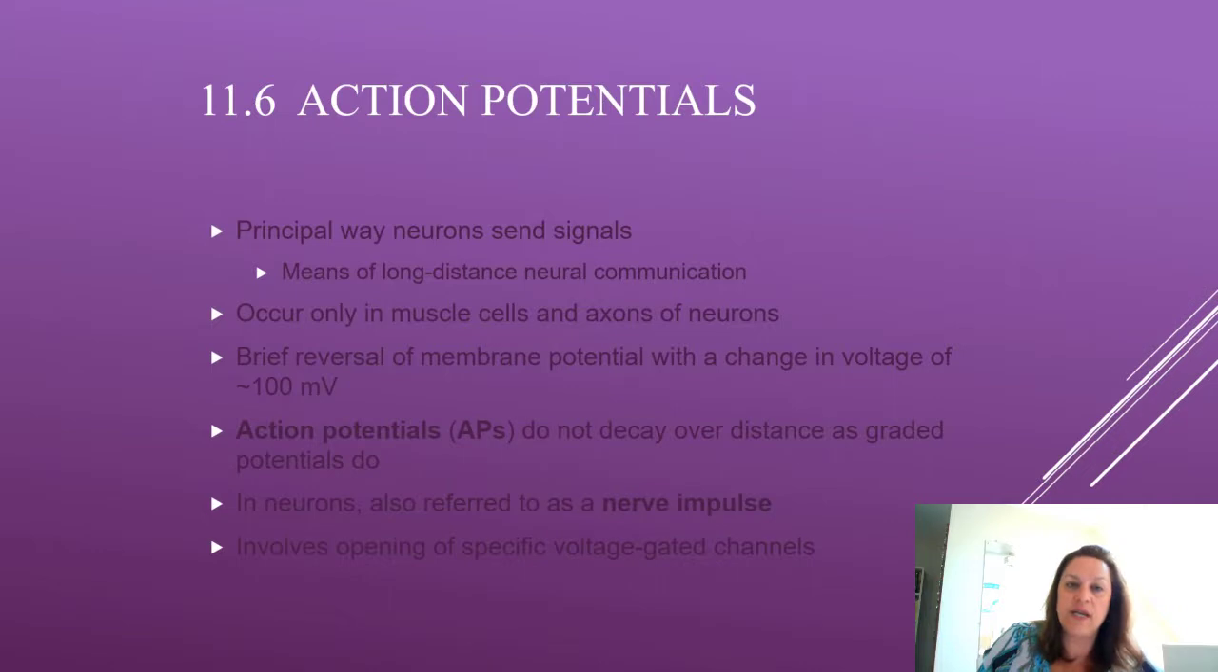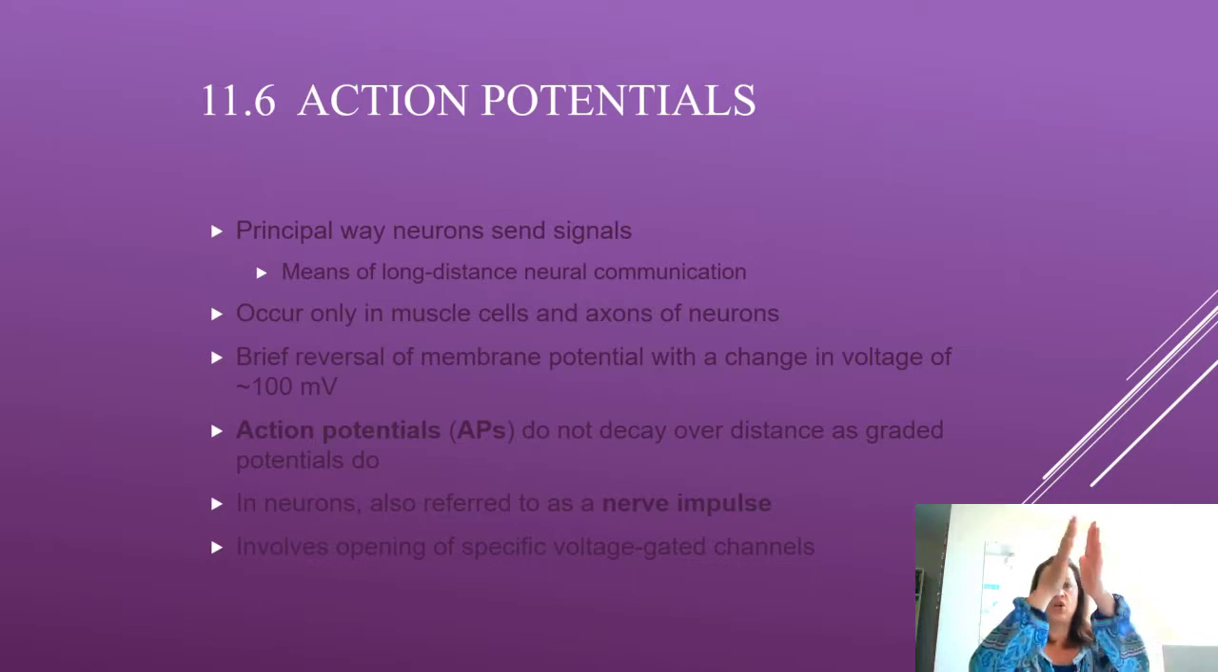What we really want to focus on here are the action potentials. And these are the primary or principal way that neuron cells send signals. They are a long-distance neural communication. They occur in muscle cells and on the axons of neurons. So that's a lot of places. And so they don't decay over distance. They should, in theory, start at one end and be within the same strength at the end as they are at the beginning.